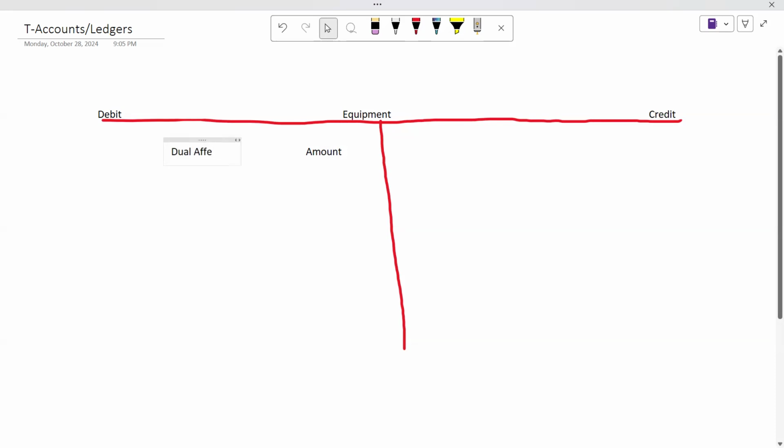Dual effect account name, and here comes the date. And the same goes towards the credit side as well. So if the equipment is being credited in the journal entry, all of this should look exactly like this, but on the credit side. That's about T accounts. This is the structure of T accounts. So let's solve an example according to this structure.